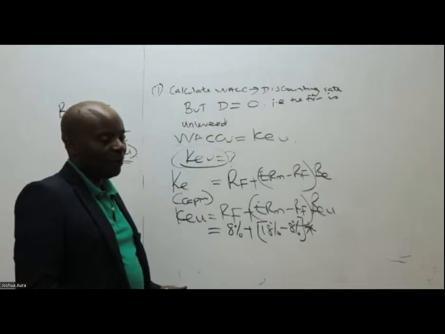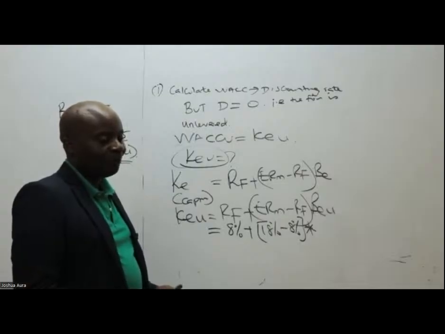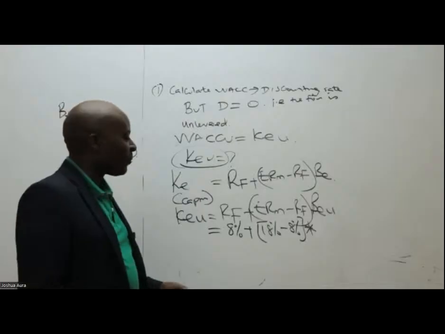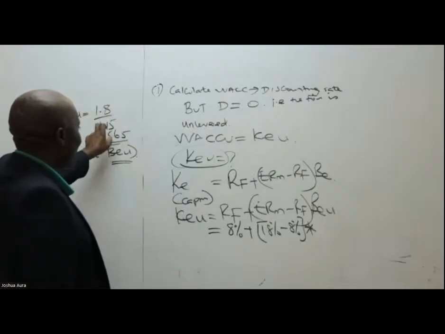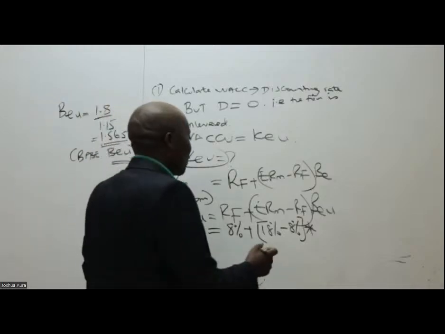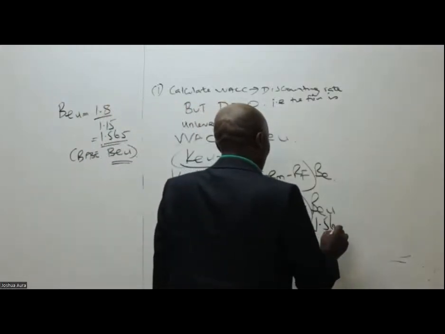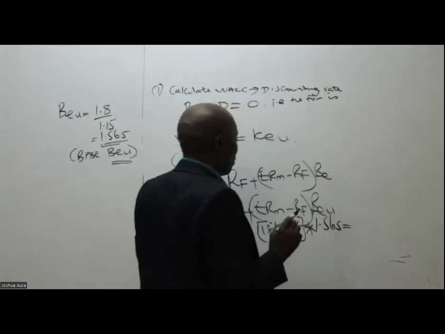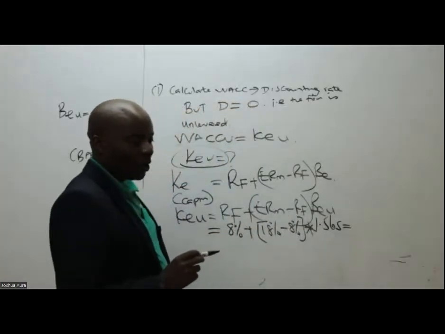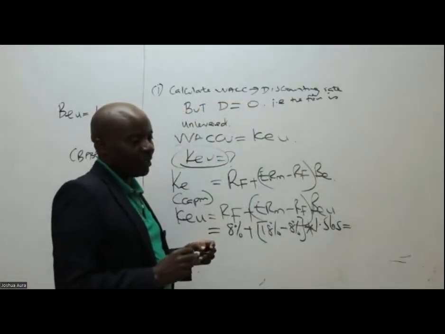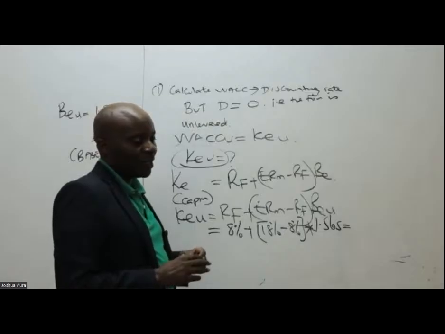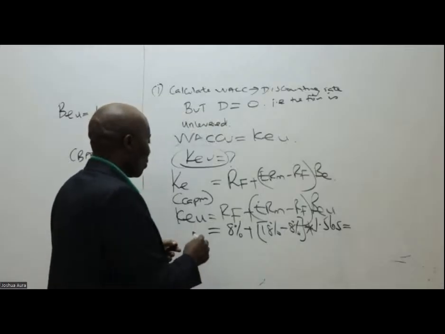Beta equity of unlevered firm, 1.5. We have it here. Because I'd written it like this, please allow me to use what I wrote here, 1.565 like that. So please go slowly, and then you give me the answer. Very slowly, you give me the answer.